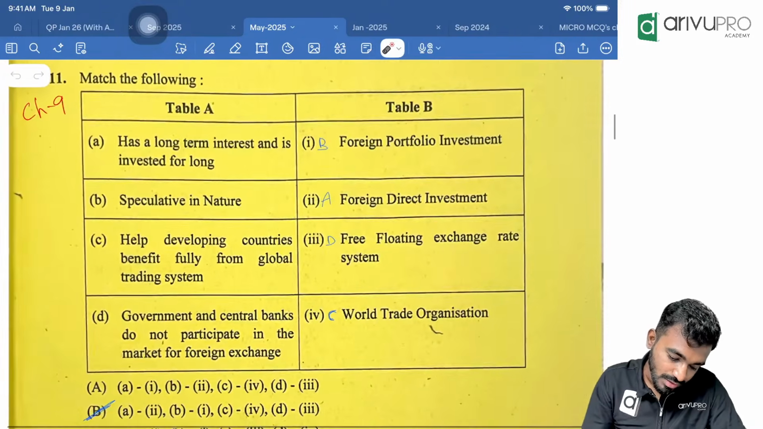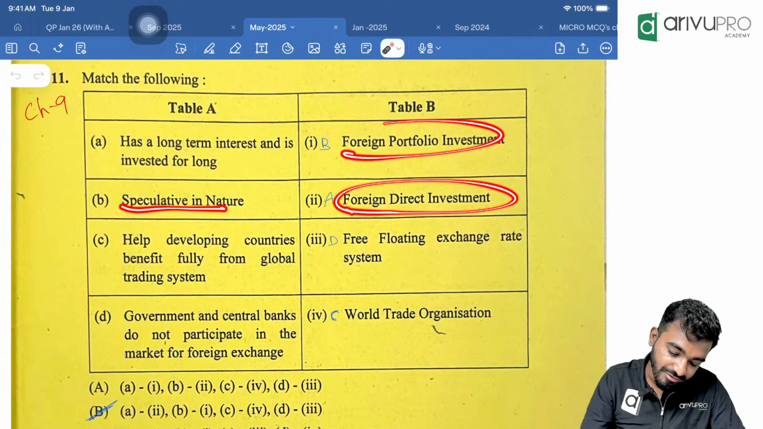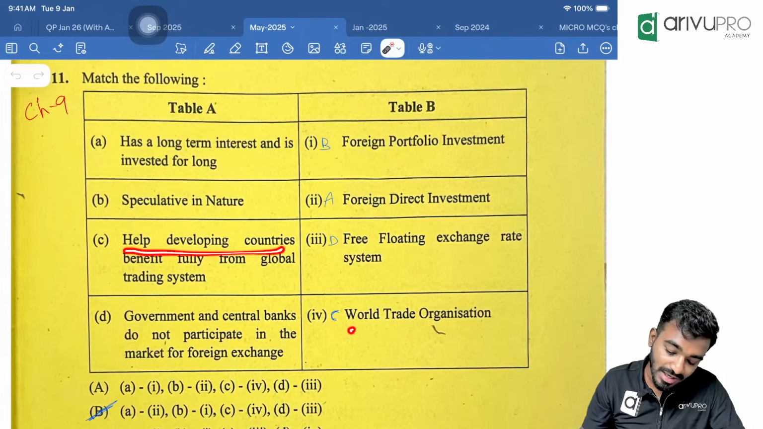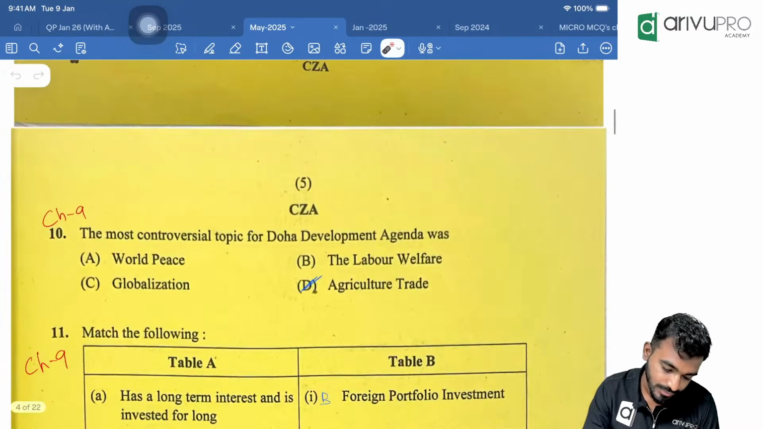Match the following. Long-term interest: this is FDI. Speculation: FPI. Helps in developing countries: WTO. Government and central banks do not prescribe the foreign exchange rate; the market decides. That is floating exchange rate. They will not decide. Market forces will decide.